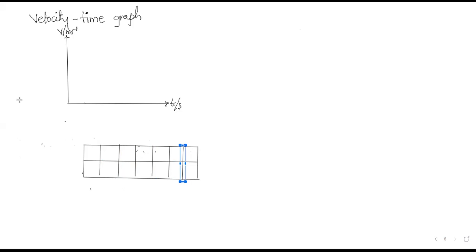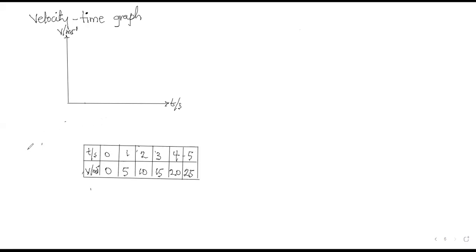Okay, so this is time, and then this is velocity in meters per second. So time 0, 1, 2, 3, 4, 5. At time t equal to 0, the speed of the body, or the velocity, is 0, then 5, 10, 15, 20, 25.